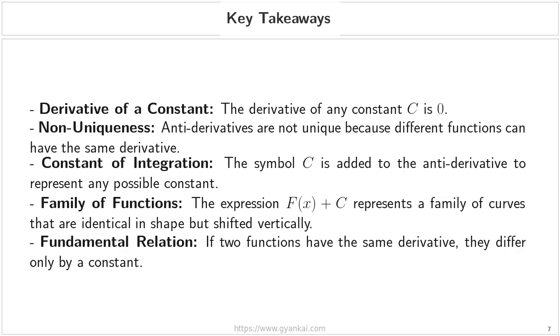Finally, we have the fundamental relation. This is a formal way of stating what we've been discussing. It says that if two functions, let's call them f of x and g of x, have the same derivative on a particular interval, then those two functions must differ only by a constant. In other words, f of x is equal to g of x plus a constant c. This reinforces the idea that antiderivatives are unique only up to a constant. Keep these takeaways in mind as we move forward. In the next slide, we'll discuss some common mistakes students make when dealing with integration, so you can avoid those pitfalls.